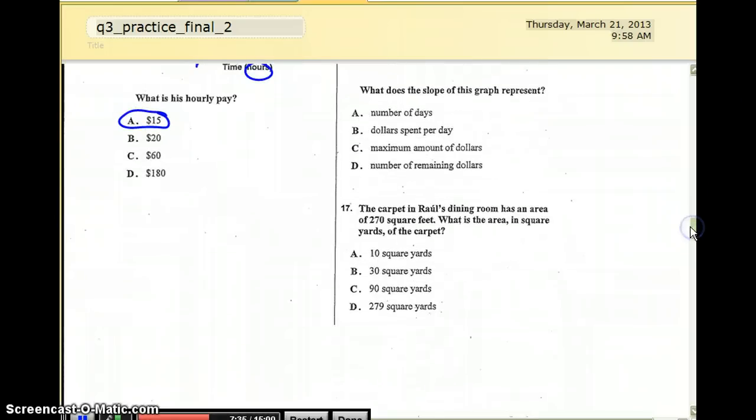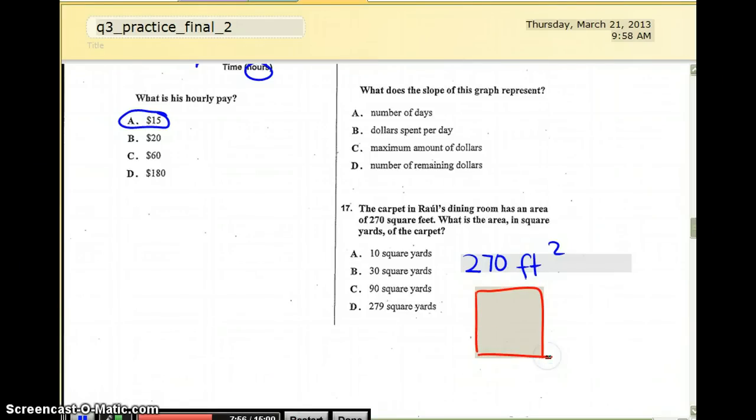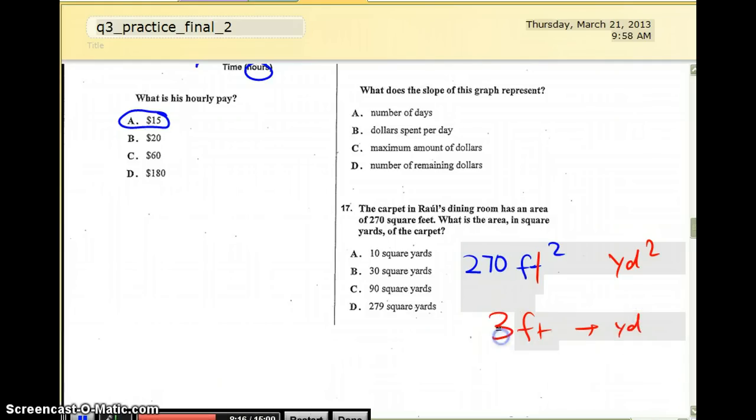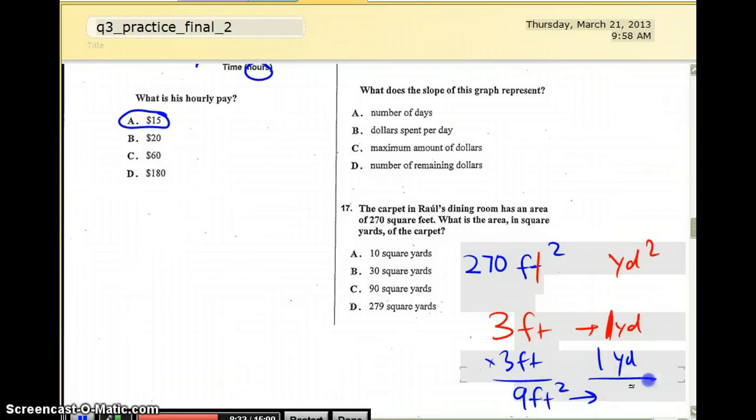Look at number 17. I want to look for the area of the carpet, and the carpet is actually measured in 270 feet squared. Now I want to measure it in yards squared. If I want to figure out how many yards squared, I have to figure out the conversion of feet to yards. There's actually 3 feet in 1 yard, but if I have feet squared, if I multiply another foot and another yard, then for every 9 feet squared, it's a conversion of 1 yard squared.